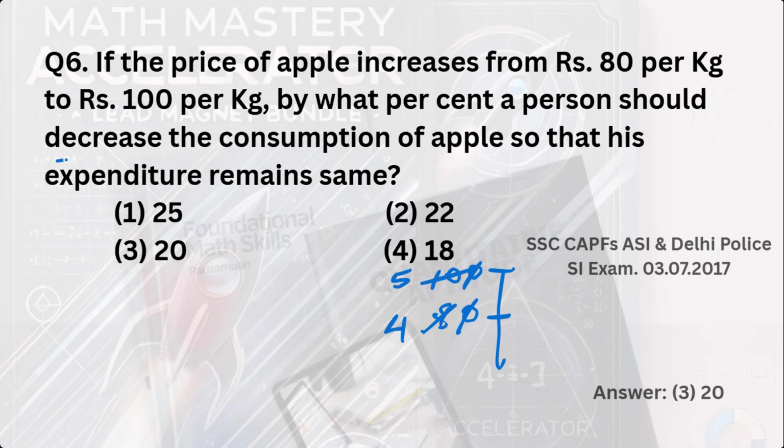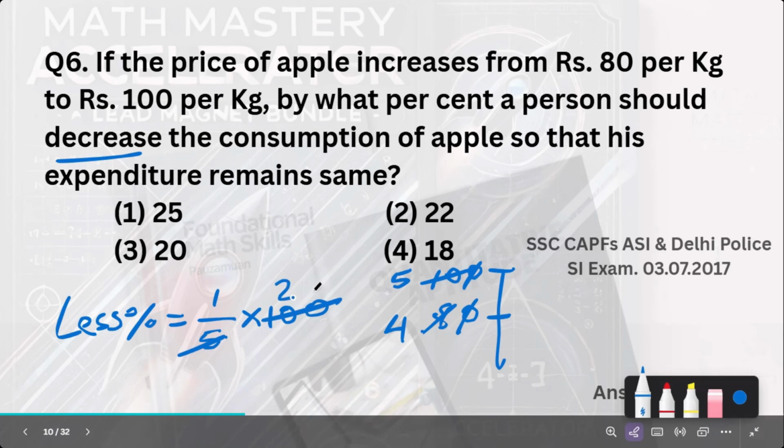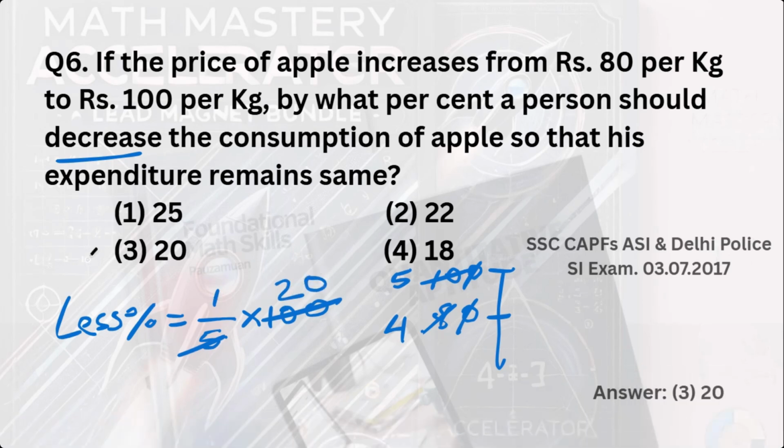Decrease means less percent, okay? Less percent. 5 minus 4, 1, divided by the bigger number, 5, into 100. 5 twos are 10, we have one more 0. The answer is option 3, 20% less.